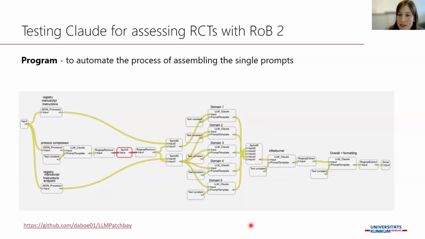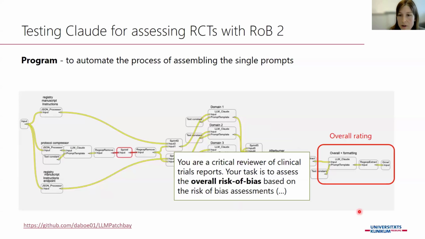And so this was the last step where Claude produced the overall risk of bias rating. Here's again an excerpt of the prompt. You are a critical reviewer of clinical trial reports. Your task is to assess the overall risk of bias based on the risk of bias assessment given. So we provided again the judgments for the 5 domains, as you would do it as a human, and then Claude applied the algorithm which we provided and produced the overall risk of bias assessment.